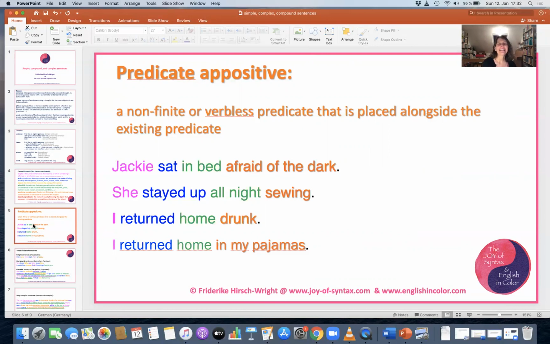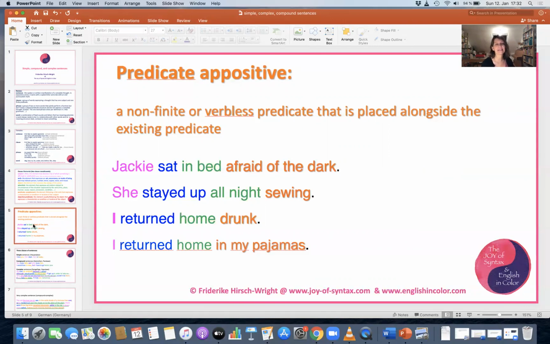Excuse me. So here are examples. We basically have structures that are second predicates, but they are not finite predicates. They are non-finite, or verb plus. I'll talk about those in another video. I actually have made videos about that, and I will make more.